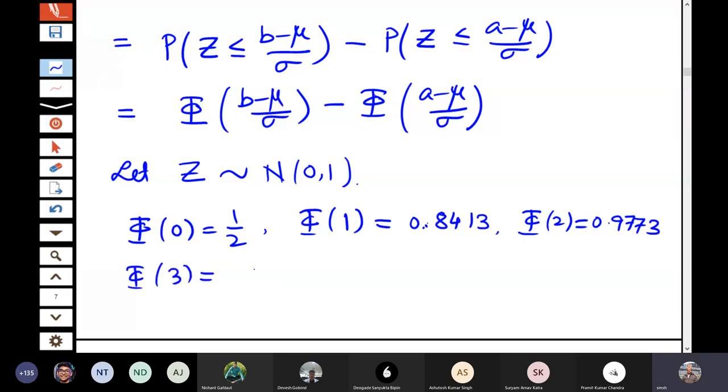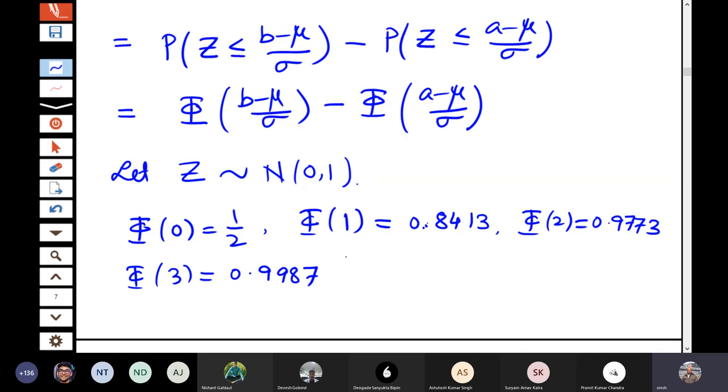Then phi of 3 is 0.9987. I am just writing this. You can write more also, but usual normal tables will be given from -3 to +3. In fact, they will tabulate only 0 to 3 because the other side you can calculate directly by using the relation phi of -a plus phi of +a is equal to 1. So the other side you can always calculate. If you see any standard normal distribution table, these values you can easily see.